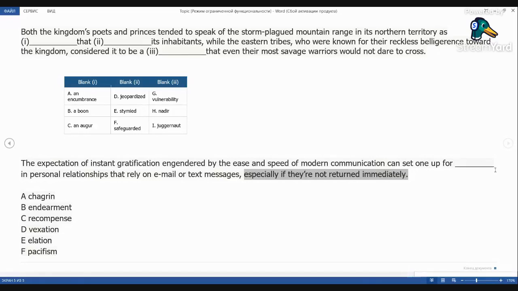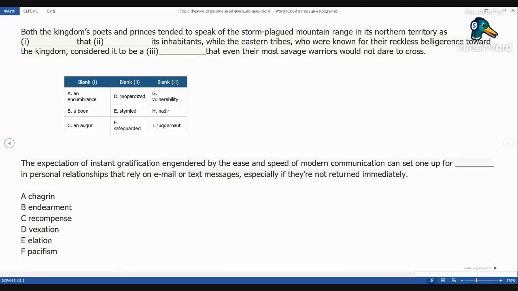Remember that when we have one gap and six options, we need to choose two of them. That's why we need to be careful with this. And remember that we need to choose synonyms. If you pay attention, chagrin, for example, if you don't know the word chagrin, you can understand the word endearment. Endearment is something good. It's not logical here. Recompense is compensation, but it has no synonyms here. Recompense is not something bad. It means that you are actually getting this money or something as a refund or compensation for something that you lost.